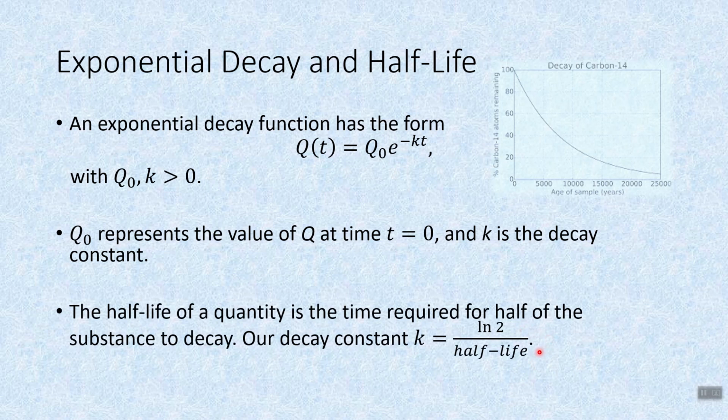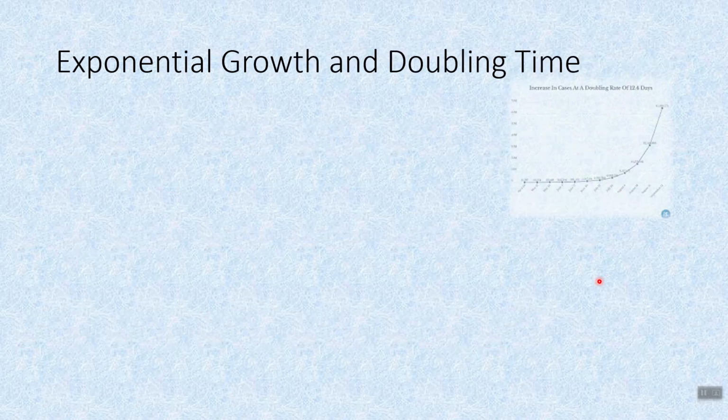Half-life is the amount of time that it takes for half the substance to decay. So I think that's around here. 5,700 years is around the half-life for the decay of carbon-14. We can see if we have 100 grams, we have about 50 grams around 5,700 years. So that's what half-life means.